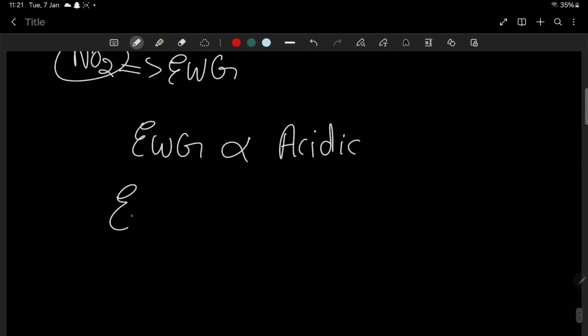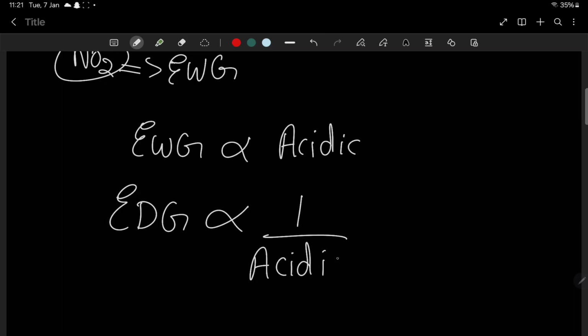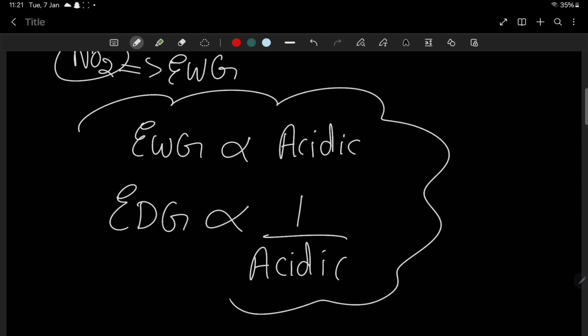If an electron donating group comes, that is a CH3 group or an OCH3 group, etc., then what happens? Electron donating group comes, the acidic character decreases. Learn this by heart, it is very simple to do for everything. Now they have given many other questions about structure, like why is it more acidic than phenol and all. Read the textbook, you will understand. It's very simple.